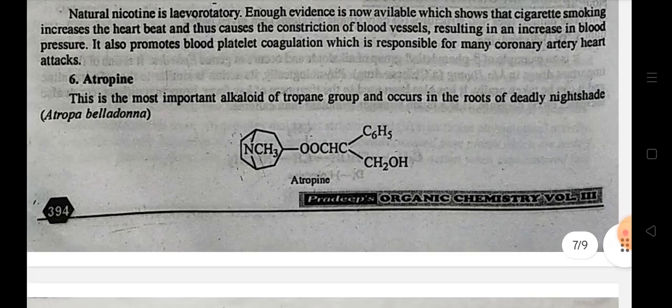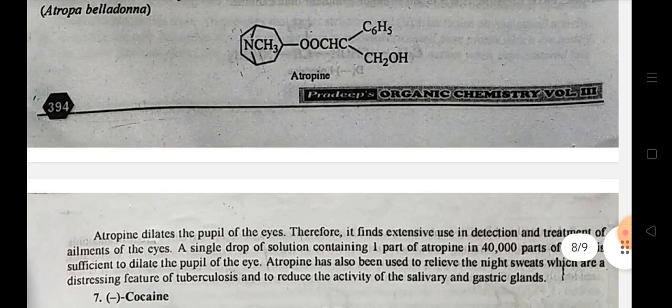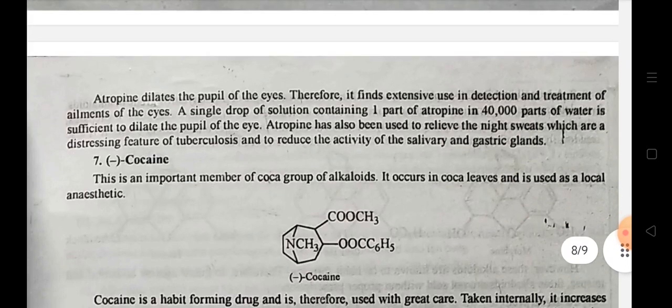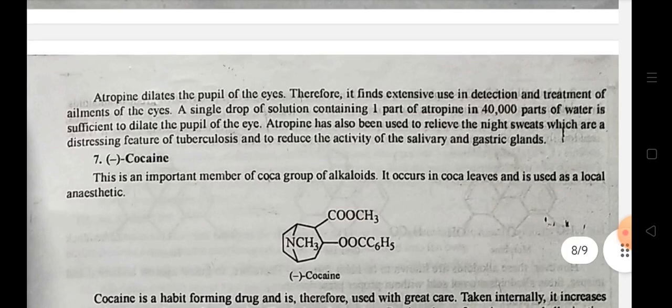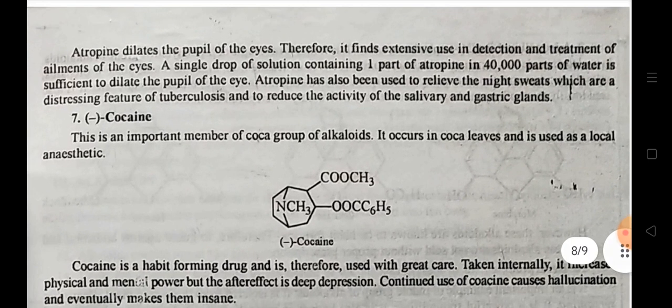Sixth one is atropine. It is the most important alkaloid of tropane group and occurs in the root of deadly nightshade, Atropa belladonna. The structure of atropine is here given. Atropine dilates the pupil of eye. Therefore, it finds extensive use in the detection and treatment of ailments of the eyes.